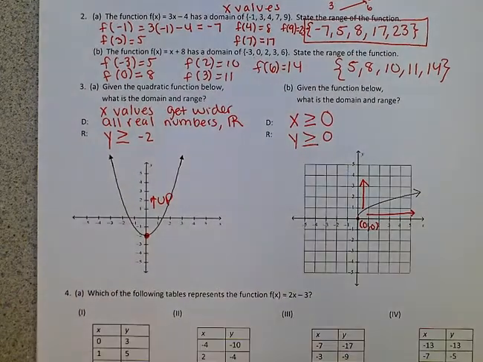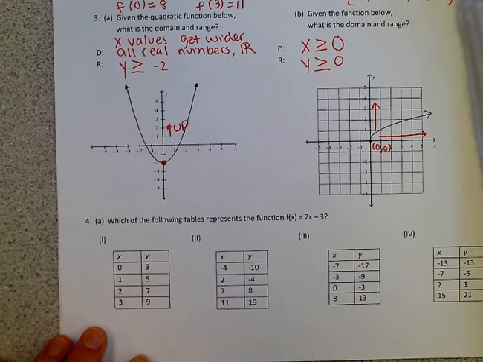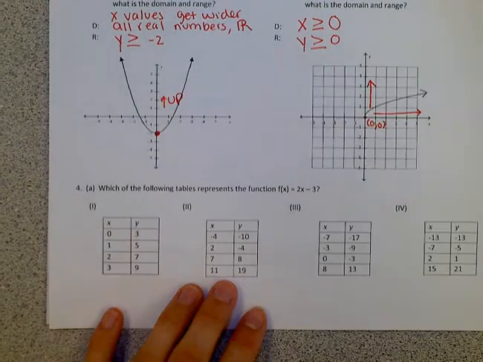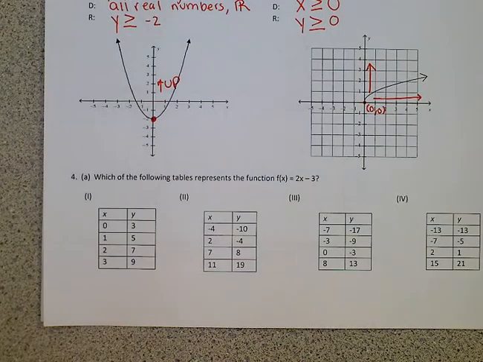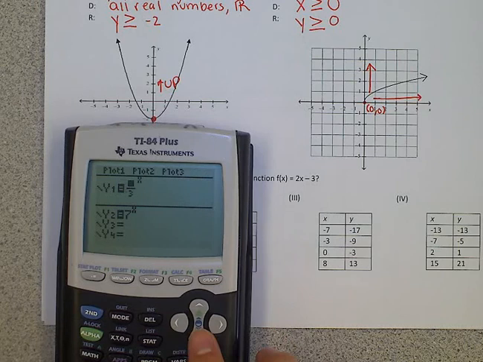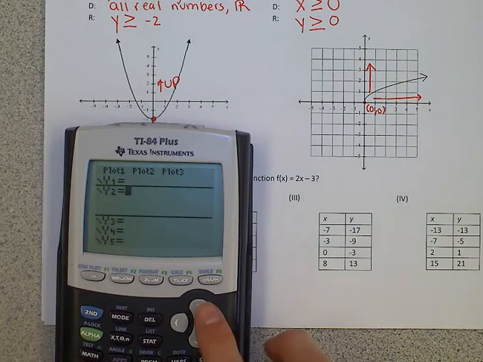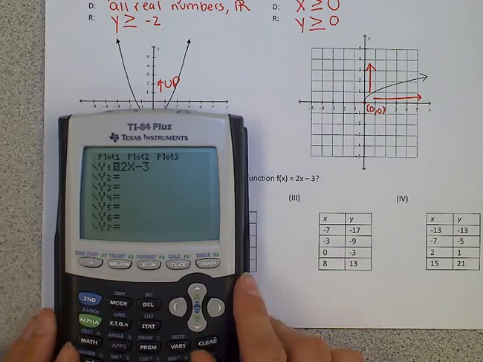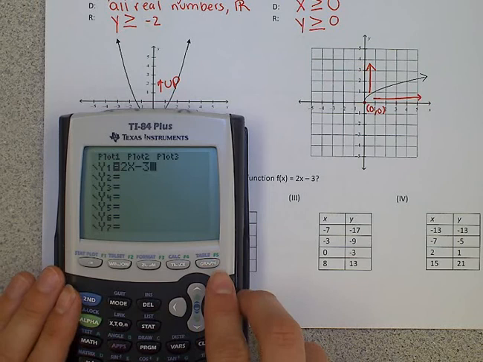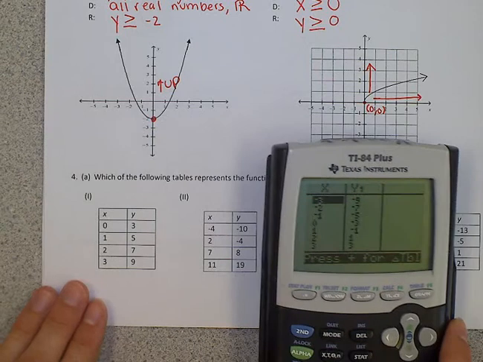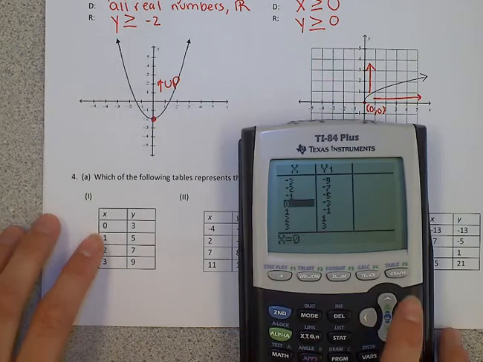For number 4, I think the best bet would be to actually go to your calculator, because they want to know which table matches up with this function, f of x equals 2x minus 3. So what you could do is go to your calculator, go to y equals, clear out anything that you might have, and type in 2x minus 3. Instead of graphing, we can literally just go to our table and compare and see if we have the same values that are listed in the options below.